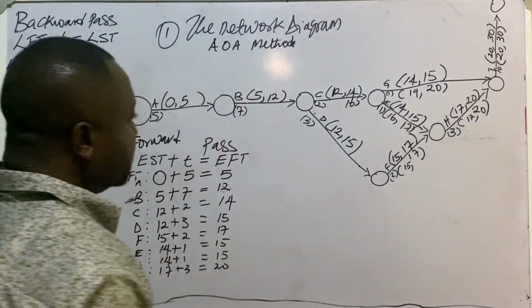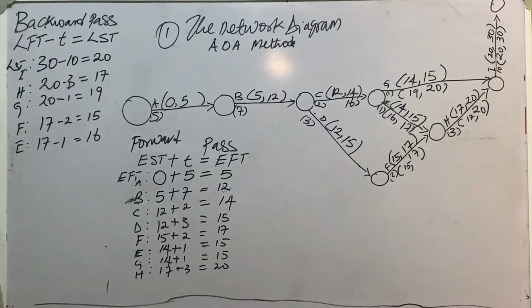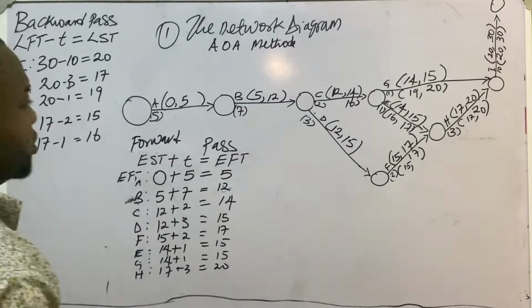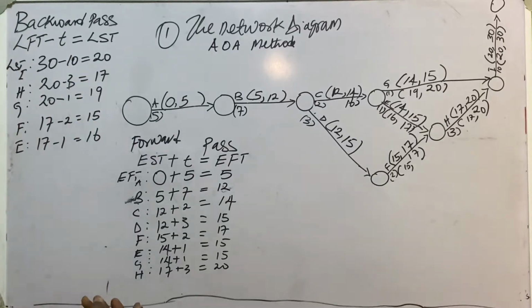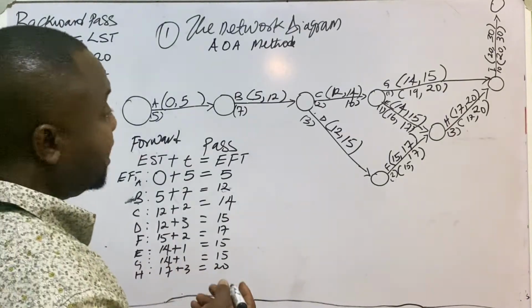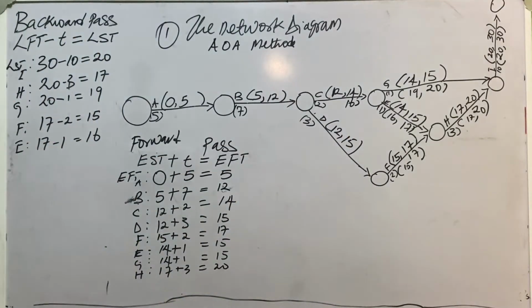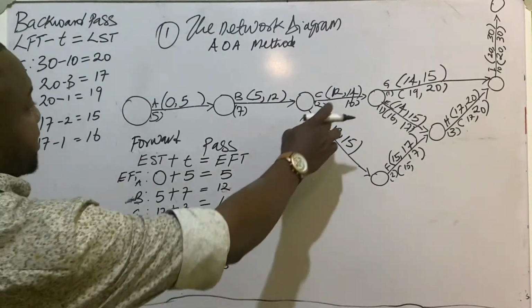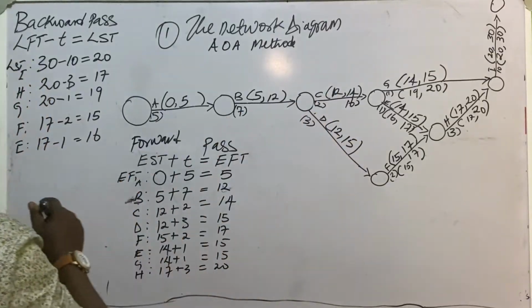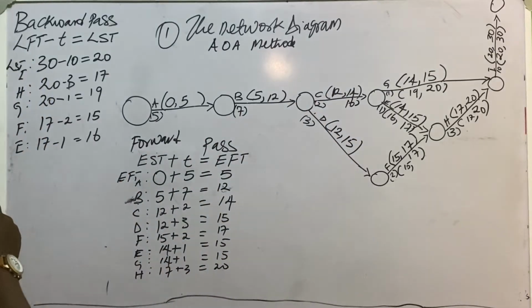Choose the smaller one. Even if we have 3, 4, 5 activities coming into that node, the one with the smallest latest start time will be the latest finish time. So 16 minus 2 will give us 14.